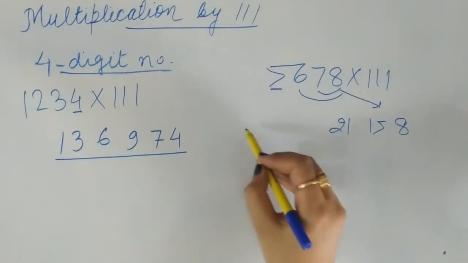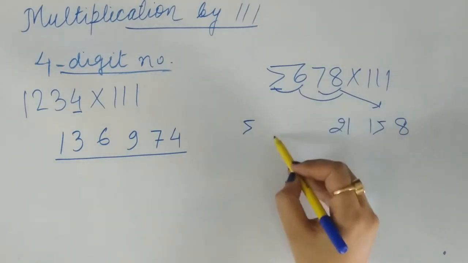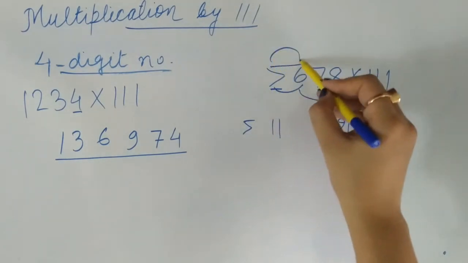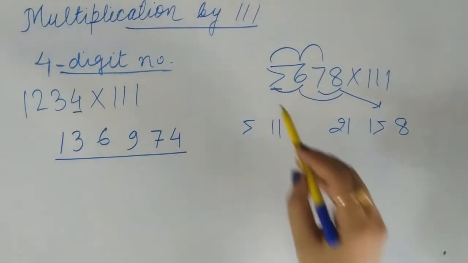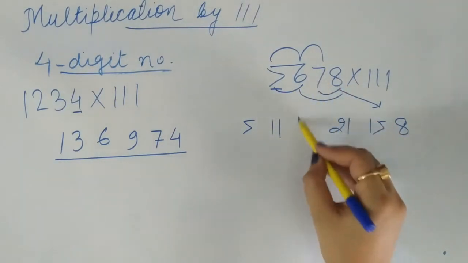Now we'll start with here. We'll write here 5. Then 5 plus 6 is 11. And then we have to add these 3 digits, that is 5 plus 6 plus 7. It will give us 18.